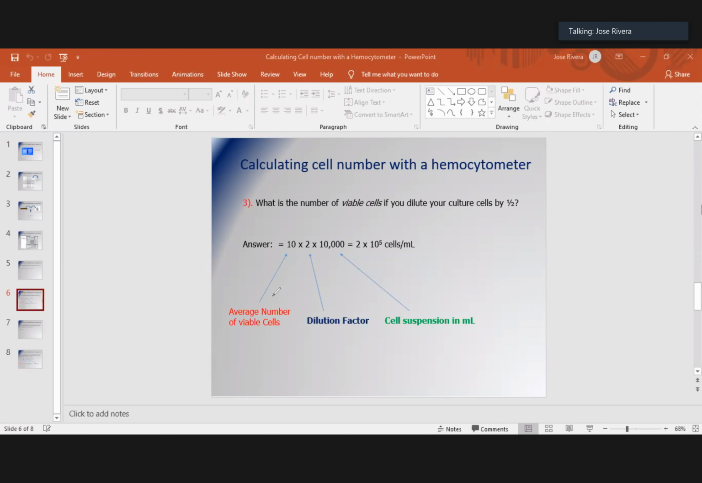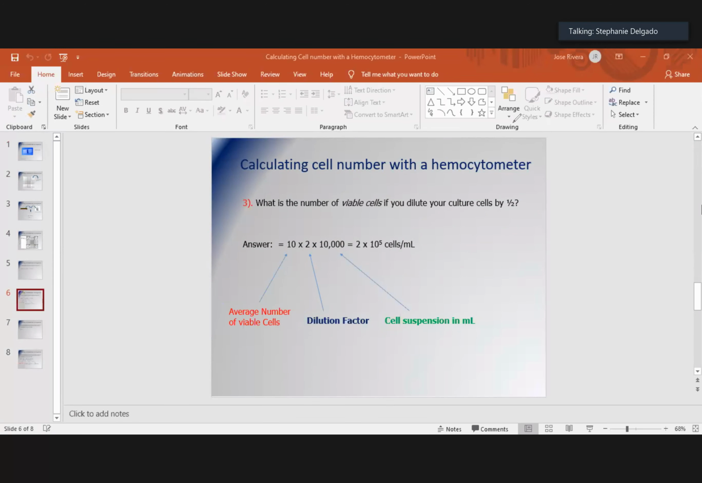Okay, so again, this is the calculation that I did previously. You take the average number of cells. You always include all the dilution factors that you use, all the dilutions that you did. So in the first one, the dilution factor was 2 because I diluted by 2. And then the cell suspension, the conversion to mLs. So this is how you get that.